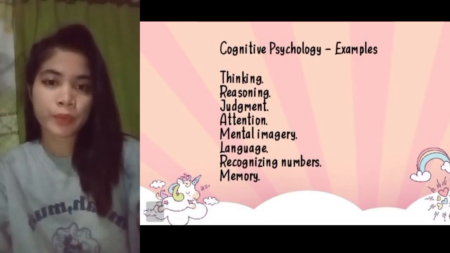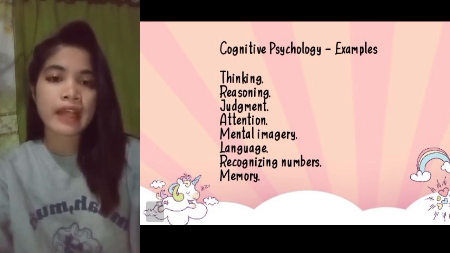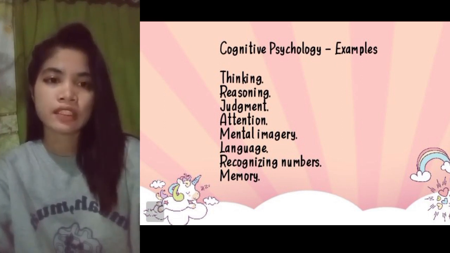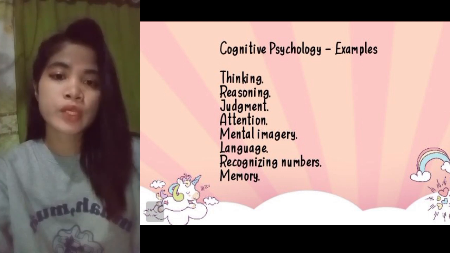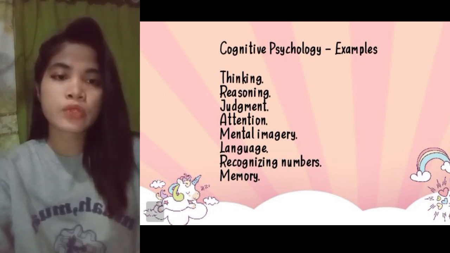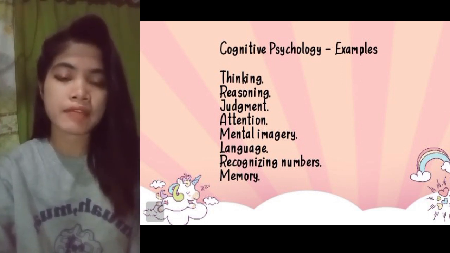So to continue our report, I am going to tackle cognitive psychology examples. Cognitive psychology is defined as individual level mental processes. So now I am going to give you the examples of it. First is thinking, second reasoning, third judgment, fourth attention, fifth mental imagery, next is language, then recognizing numbers and memory. All of the words that I've already said are examples of cognitive psychology. We use our brain to do the things that I've said.